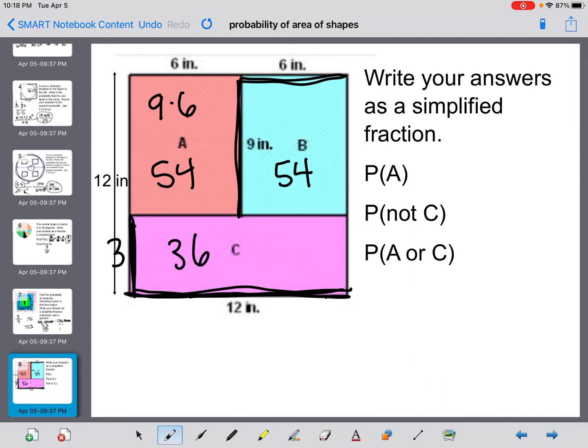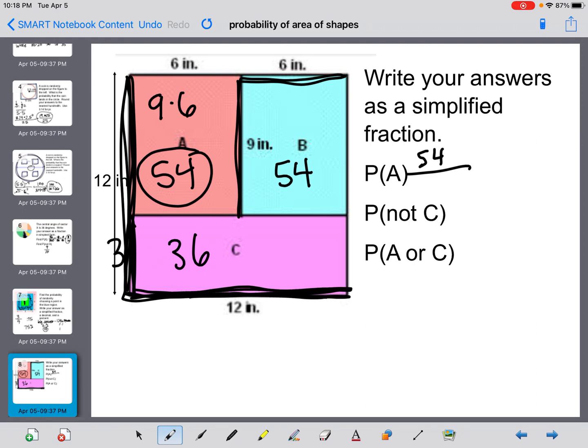Probability of A. Okay, I want A. The whole shape. Oh, I haven't done that yet. The whole shape. 12 times 12. Cut it in half. Divide by 9. Why don't you pause here and see if you can do the other two?